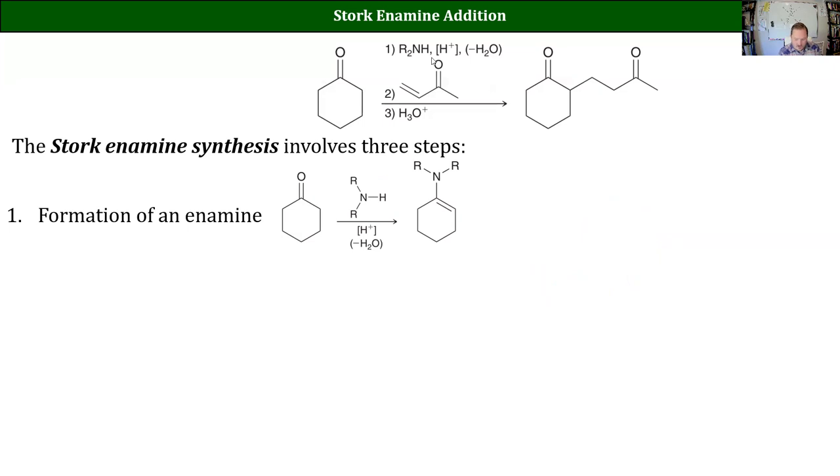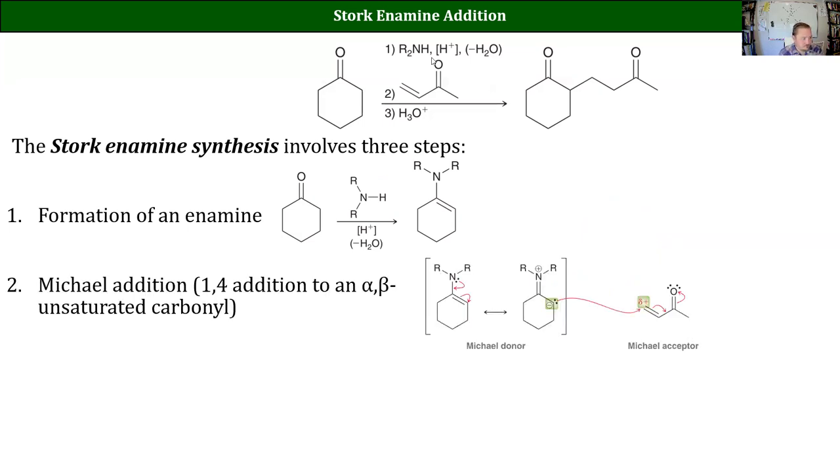So secondary amine, you lose the H2O, you make the enamine. Then we do a Michael addition, where we wind up with the enamine acting as the Michael donor, and you need an alpha beta unsaturated ketone to be the Michael acceptor. And I believe your enamine is not really going to be a strong enough nucleophile to do this to just a regular ketone. You kind of need the extra stabilization of having the carbonyl here in order for this reaction to progress.